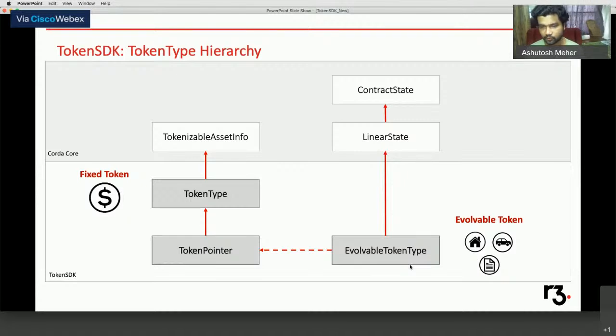The next thing to mention is that token type, token pointer, and evolvable type are part of the token SDK, while the other things which I talked about, like the tokenizable asset info, the contract state, and the linear state, are just part of Corda core, which is the Corda platform. They're not part of the token SDK.